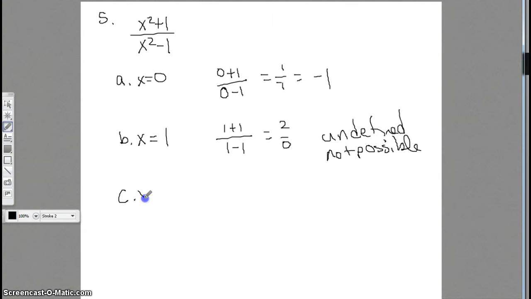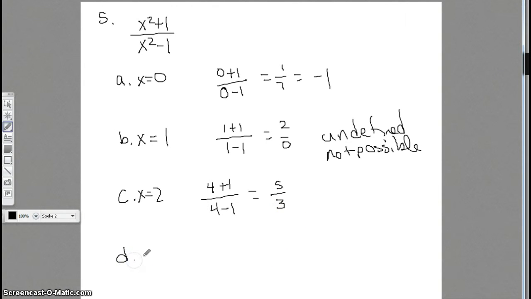Okay, part C, x equals 2. So 2 squared is 4 plus 1. 2 squared is 4 and then minus 1. So I'm just plugging in my x value in the equation here. So 4 plus 1 is 5. 4 minus 1 is 3. That's a fraction in simplest terms. 5 and 3 are both prime numbers.